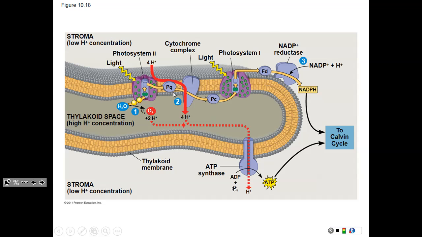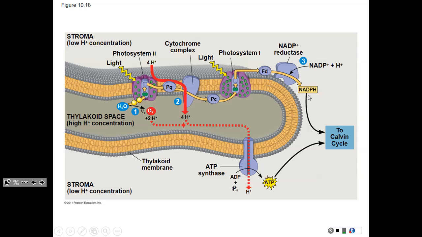At the same time, these high-energy electrons can work their way through to ultimately get passed off from photosystem 2 through an electron transport chain and delivered to photosystem 1, and then photosystem 1 runs them through another electron transport chain that at the end of the line has an enzyme called NAD+ reductase that takes hydrogens and attaches them to NAD+ to give you NADPH.